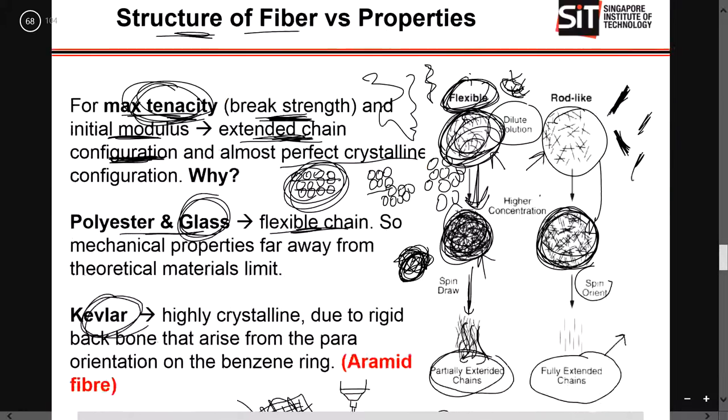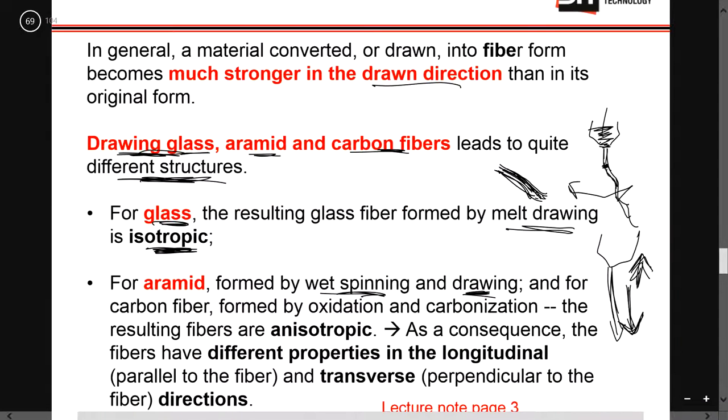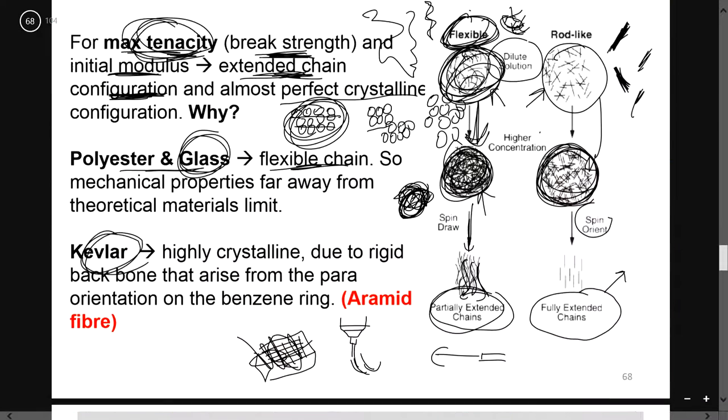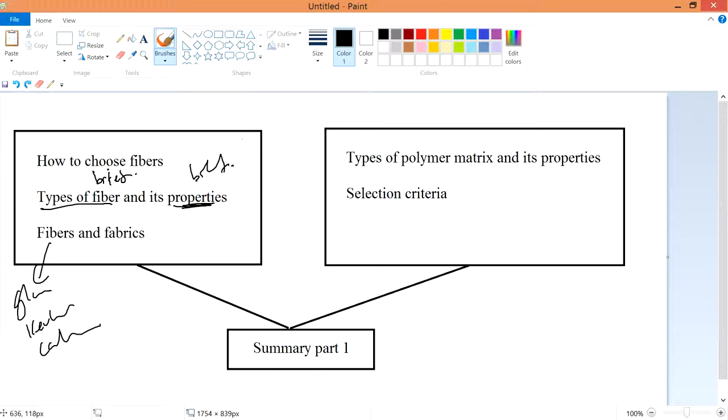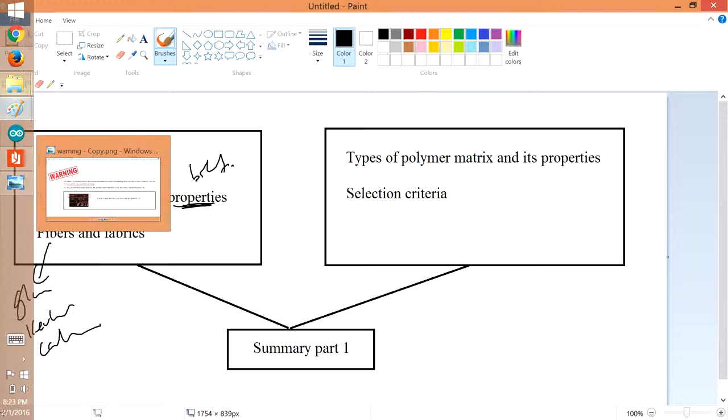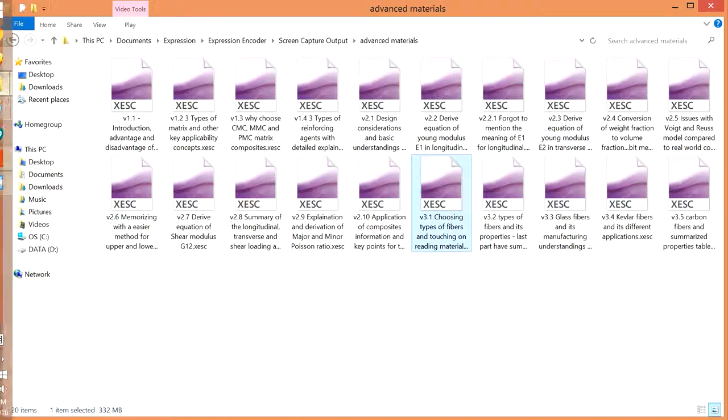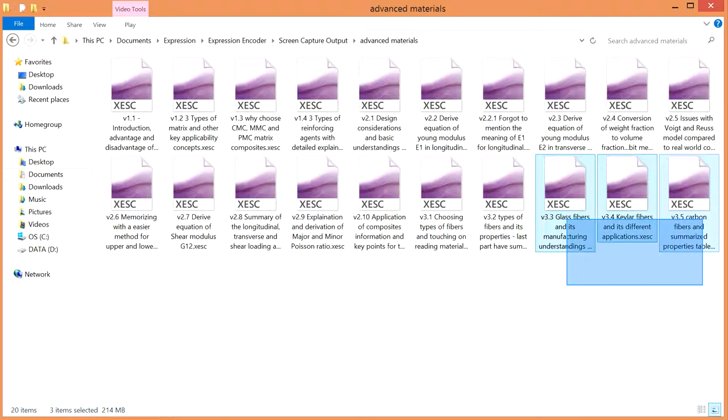The next thing over here is the way it's being drawn, and isotropic and anisotropic. Another thing you have to remember is that all in all we are talking about glass fiber, Kevlar fiber, or carbon fiber, three types. So this is just a brief summary of all of them. Later on in the subsequent videos, we'll go into more detail on glass, Kevlar, and carbon fibers. So I shall see you in this series.